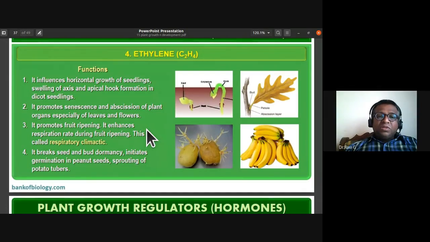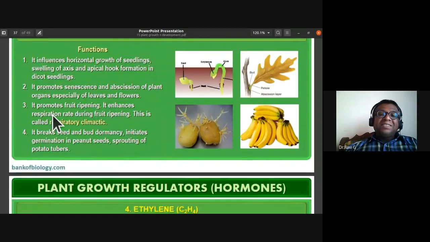So ethylene is also a hormone which promotes fruit ripening. It enhances the respiration rate during fruit ripening. This is called respiratory climacteric. So you should understand about this respiratory climacteric. They might ask you for 1 mark.